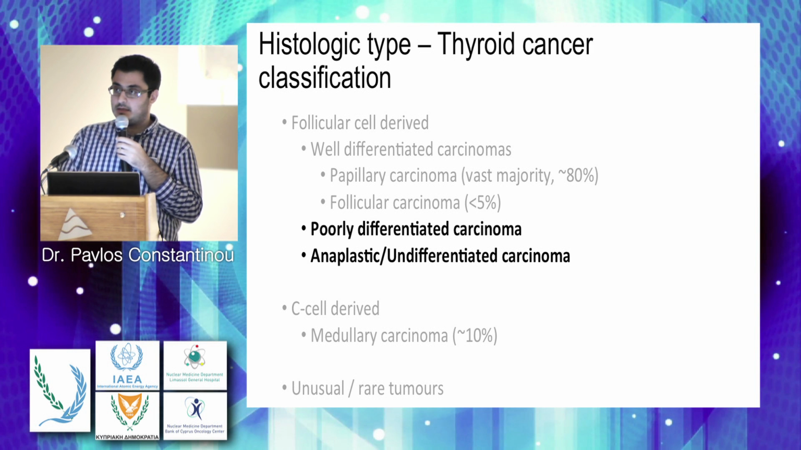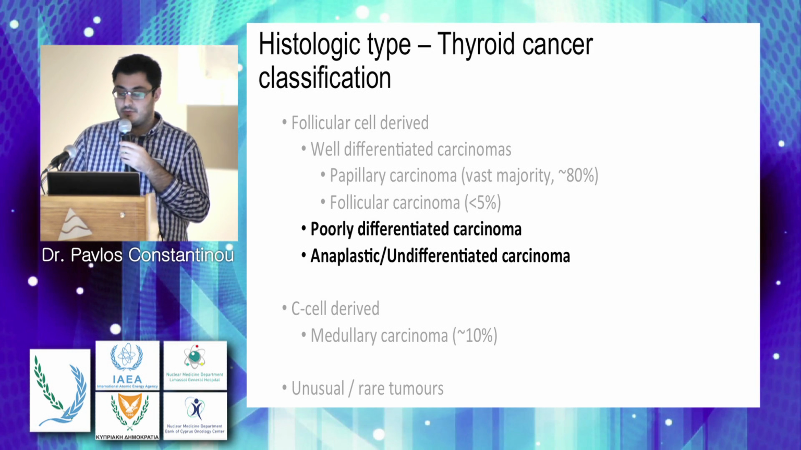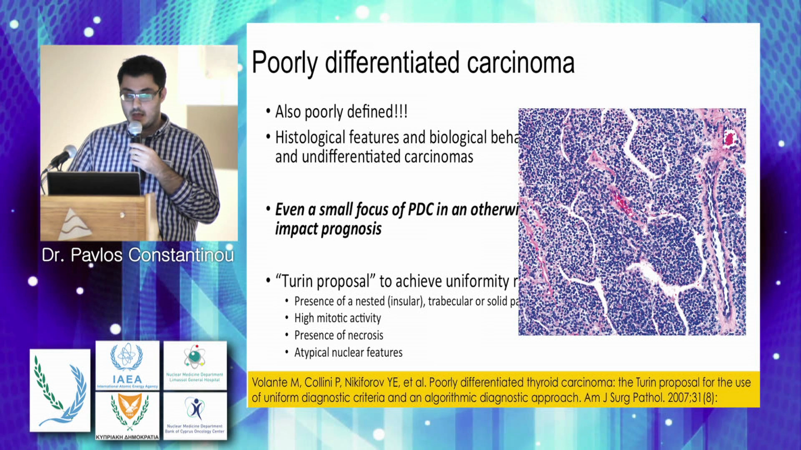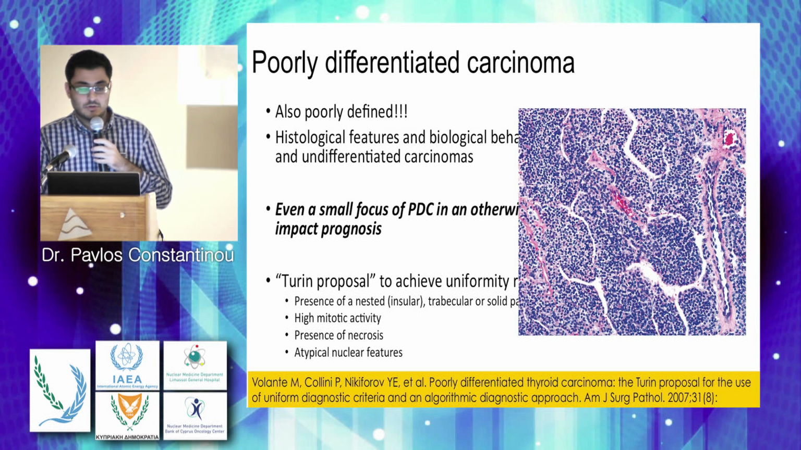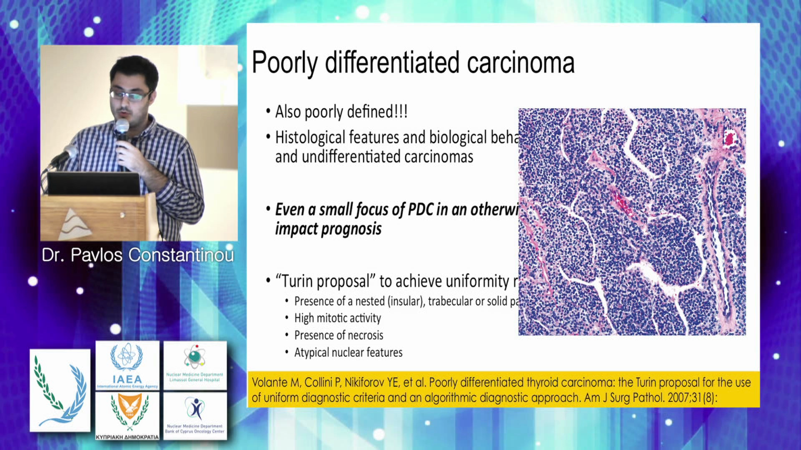We have analyzed in detail the well-differentiated carcinomas. Let's have a brief look at the poorly differentiated category and the anaplastic carcinoma. Poorly differentiated carcinoma is also poorly defined. It has histological features and biological behavior between well-differentiated and undifferentiated carcinomas. Please remember that even a small focus of poorly differentiated carcinoma in an otherwise well-differentiated tumor can impact prognosis.